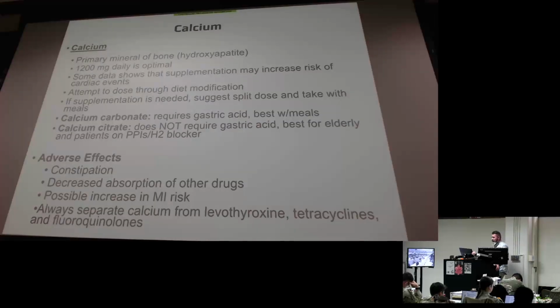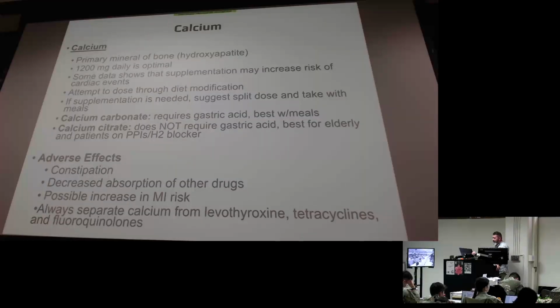Because if you're taking the calcium carbonate and you're depressing your gastric acid, you might not be getting much absorption out of the calcium that you're supplementing with. So the citrate not requiring gastric acid is better for your folks on PPIs or your elderly patients.